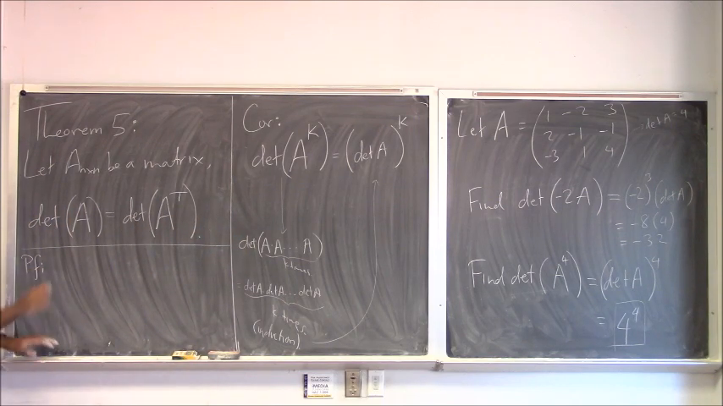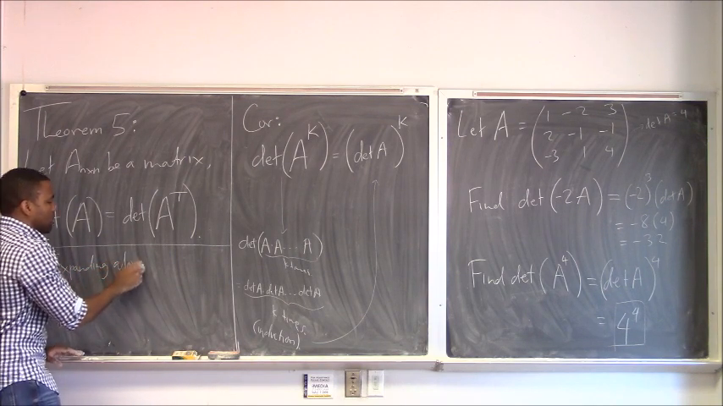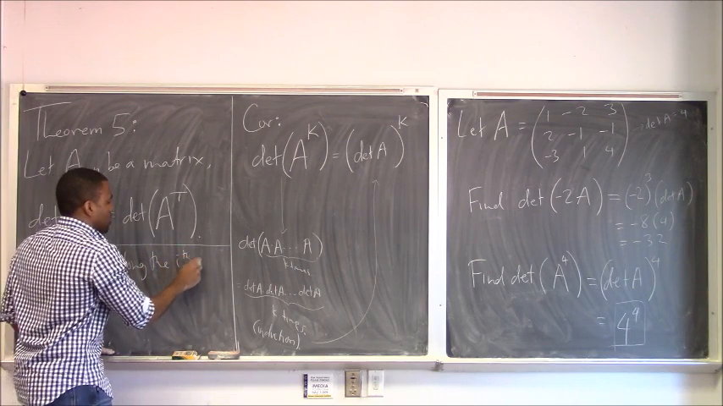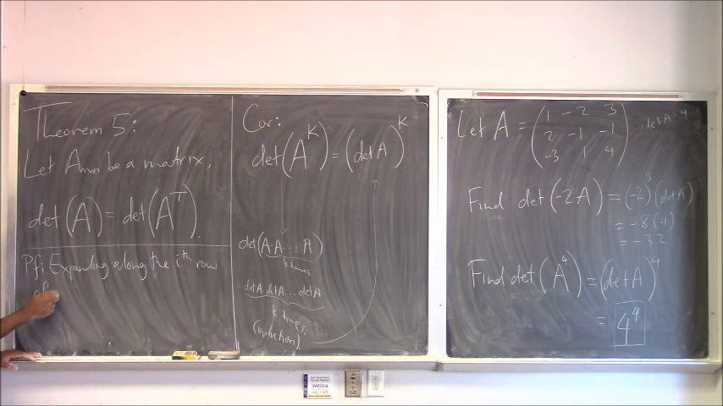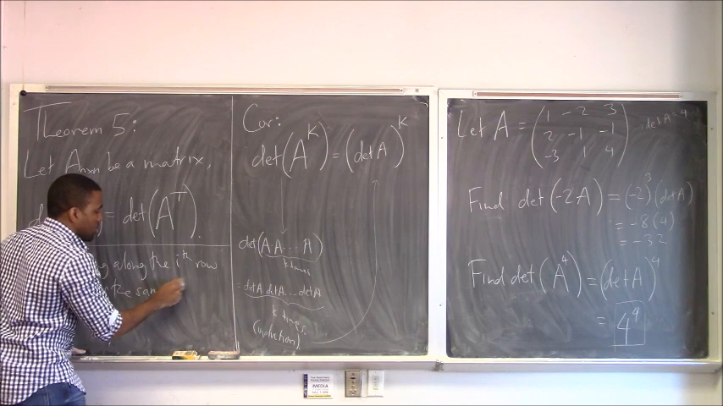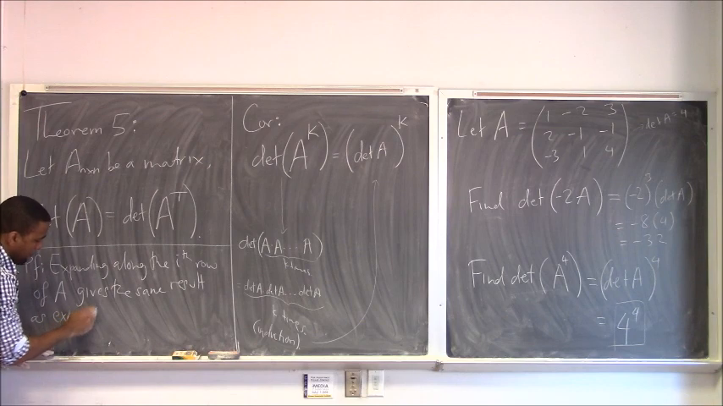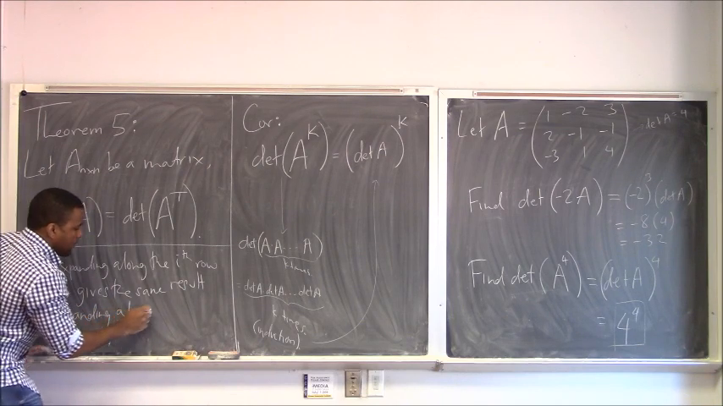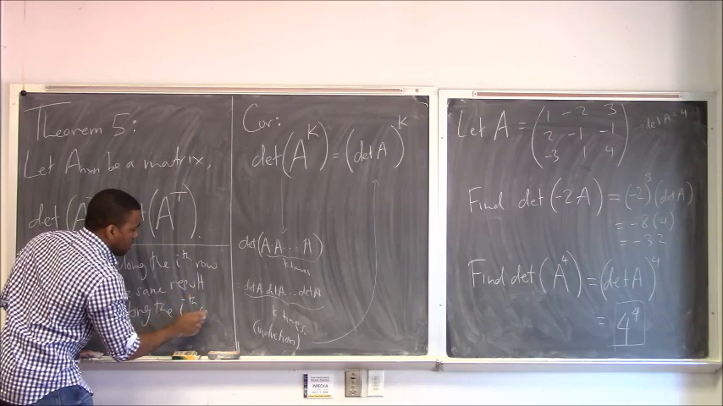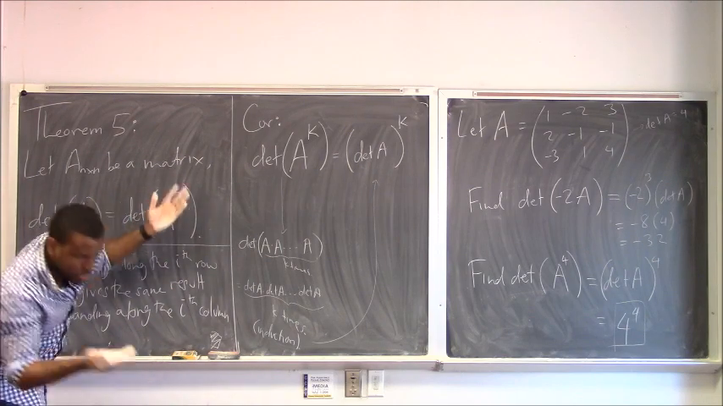Proof of this is just easy. Expanding along the ith row of A gives the same result as expanding along the ith column of A transpose. So this guy is like you tilt your head and you just found the determinant of the original.